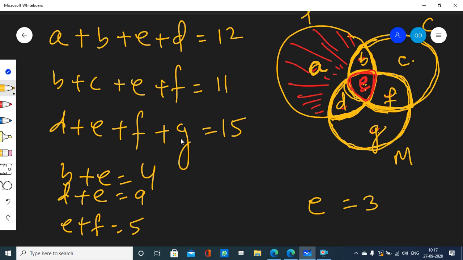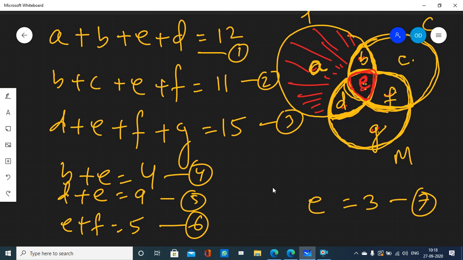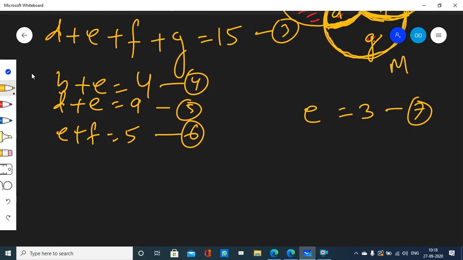So let's find the values of A, B, C, D, E, F, G one by one. Let's name the equations: this is equation 1, equation 2, equation 3, equation 4, equation 5, equation 6, equation 7. Now you tell me, in equation 7, I know the value of E is equal to 3. If I put the value of E in equation 6, can I get the value of F?